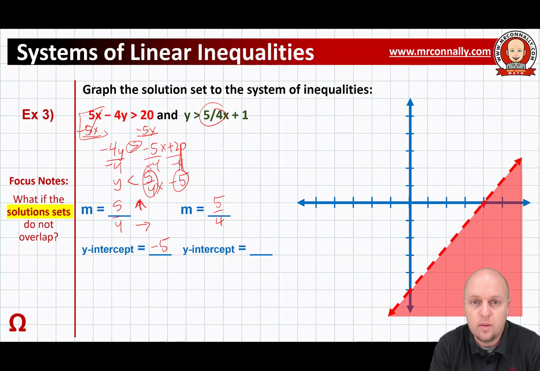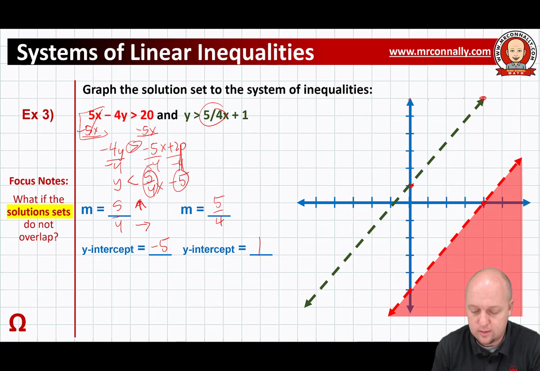Okay, so now it's really important that we get the solution shading part correct. And the y-intercept is 1. So we'll start at 1 and go up 1, 2, 3, 4, 5, and over 4. And there's our 2 points. We use a dotted line because we're using greater than. Okay, and because y is greater than 5/4x, we're actually going to shade above it.